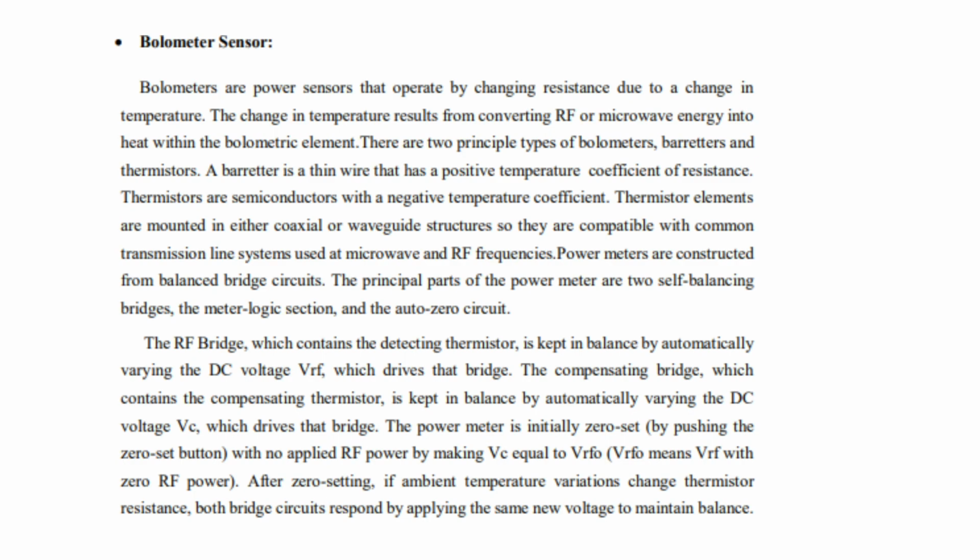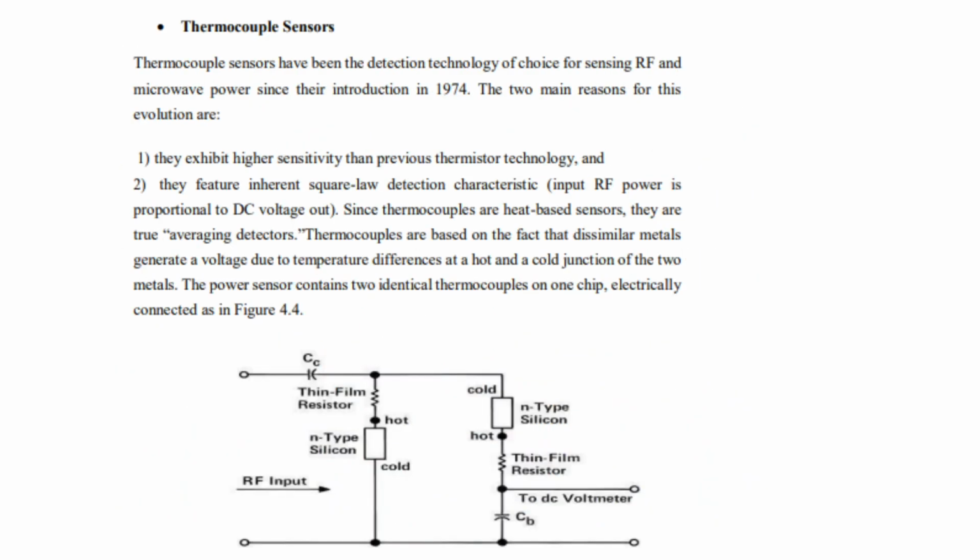The compensating bridge, which contains the compensating thermistor, is kept in balance by automatically varying the DC voltage VC, which drives that bridge. The power meter is initially zero set by pushing the zero set button with no applied RF power, making VC equal to VRFO. VRFO means VRF with zero RF power. After zero setting, if ambient temperature variations change thermistor resistance, both bridge circuits respond by applying the same new voltage to maintain balance. And the next one is thermocouple sensors.